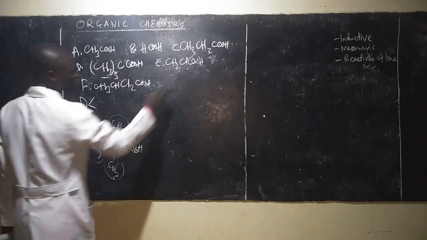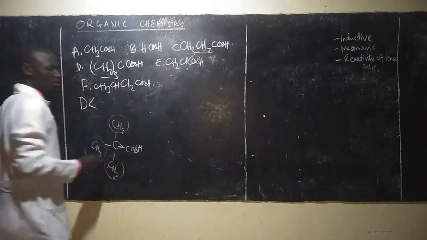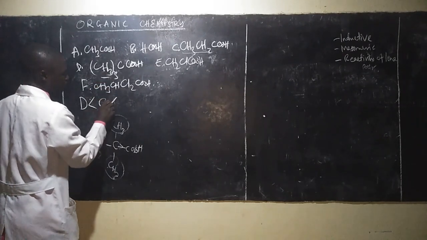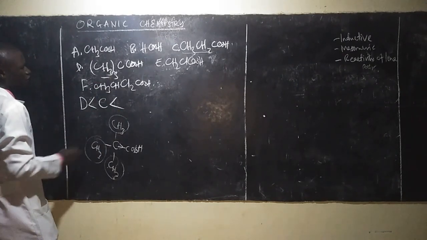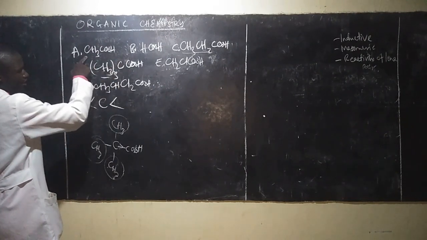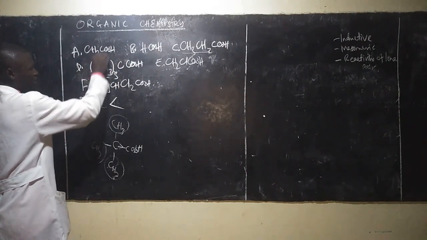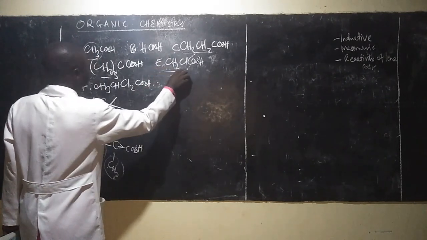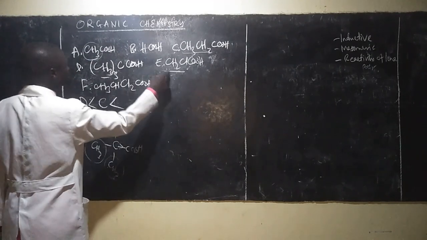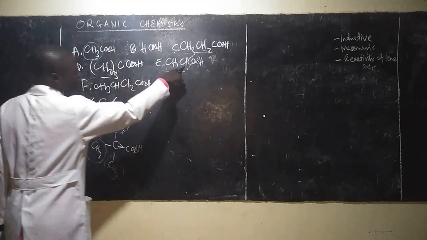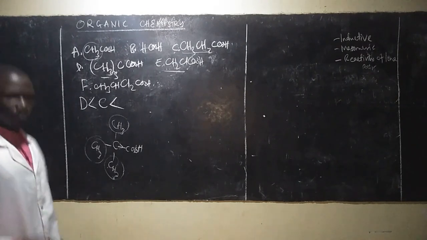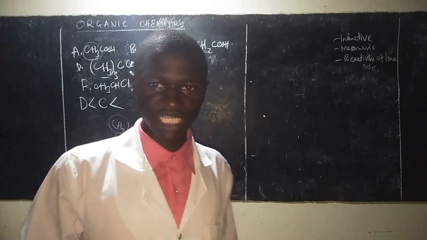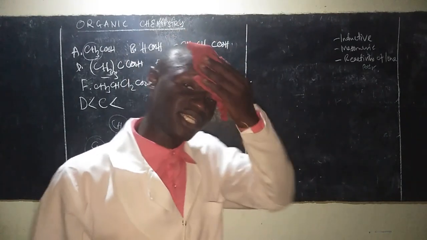Why C? It's because it contains two carbons in its alkyl group. This is less than... From C, we have A. Why A? Because the difference between A and E is that this one doesn't contain chlorine, but this one contains chlorine. So the presence of chlorine causes negative inductive effect. And by causing the negative inductive effect, it tends to increase the acidic strength.